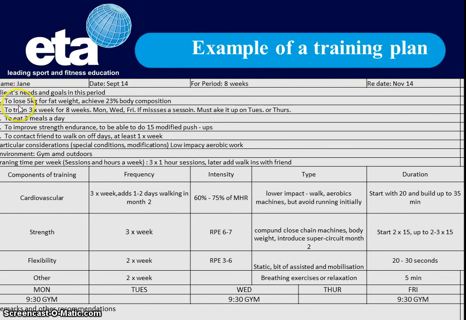You've done the screening process with your client Jane, and you've agreed that she needs to lose 5 kilograms of fat weight to achieve 23% body composition. She will be training 3 times a week for 8 weeks, on Monday, Wednesday, and Friday, and if she misses, she'll do it on Tuesday and Thursday. She wants to improve her strength endurance, which scored poorly in the assessment and testing. She wants to achieve a minimum of 15 modified push-ups, and on another day or two in the week, contact a friend to walk at least once a week. These are important components one needs to take into account.